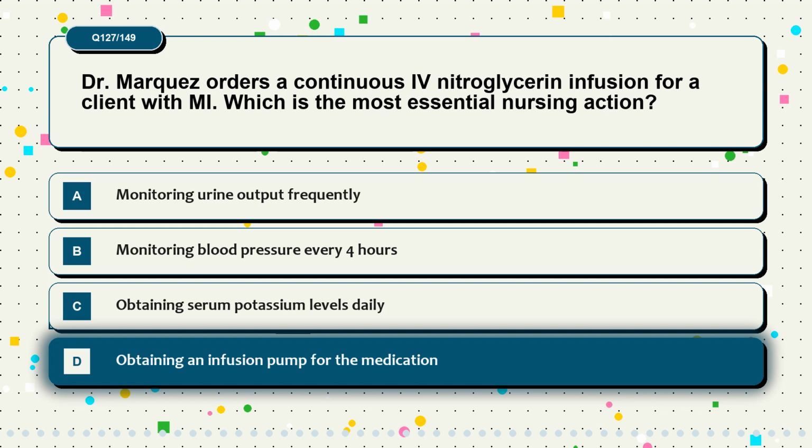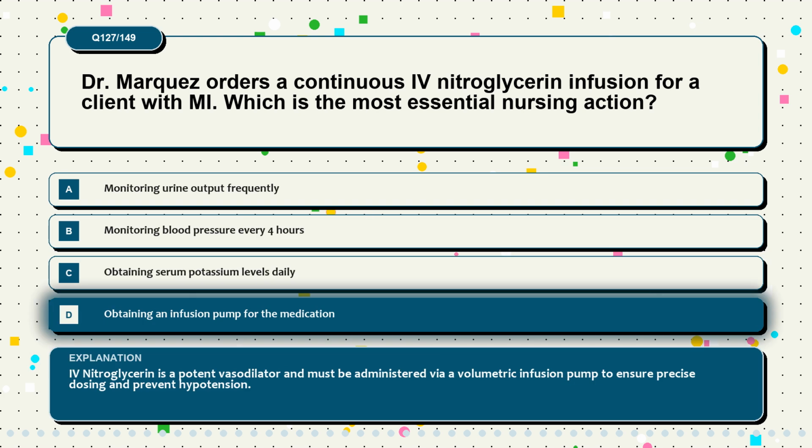The correct answer is option D. Obtaining an infusion pump for the medication. IV nitroglycerin is a potent vasodilator and must be administered via a volumetric infusion pump to ensure precise dosing and prevent hypotension.